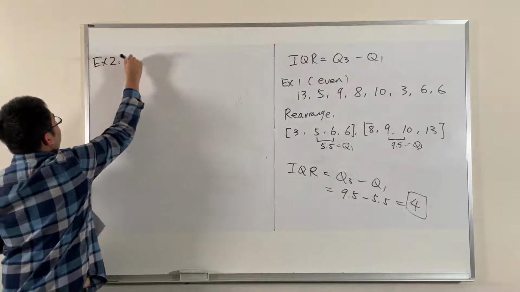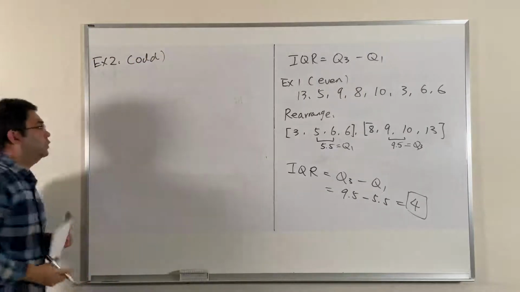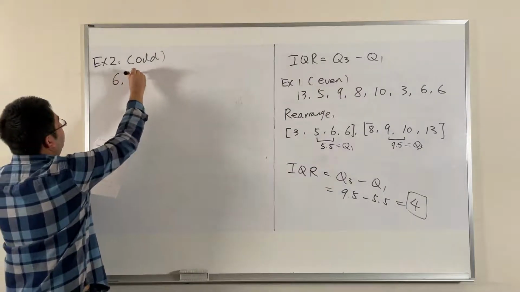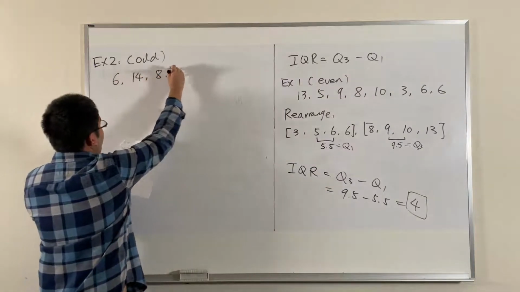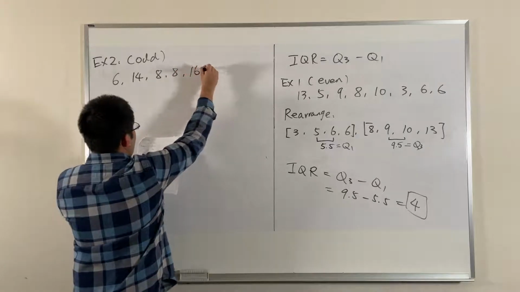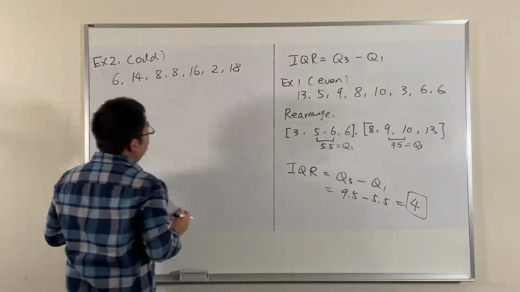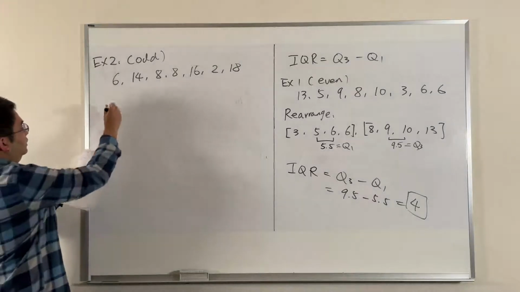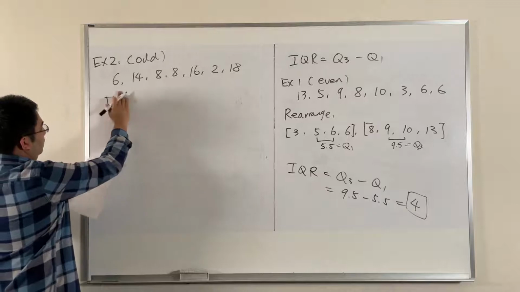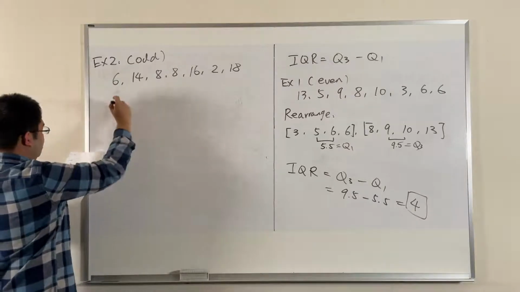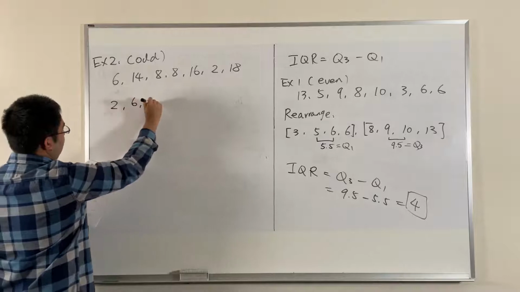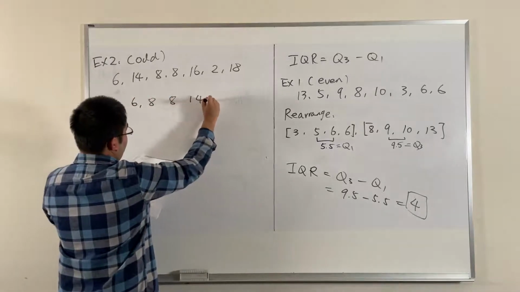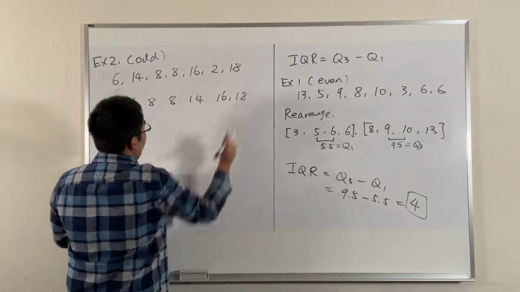Example 2, an odd number of data points in this case: 6, 14, 8, 8, 16, 2, 18, right? I'm going to follow the same steps. I want to rearrange it first. So it becomes 2, 6, 8, 8, 14, 16, and 18, right?